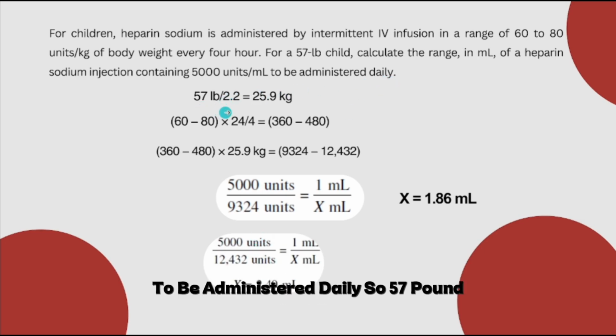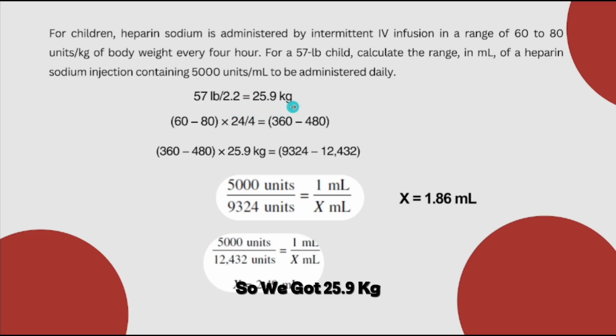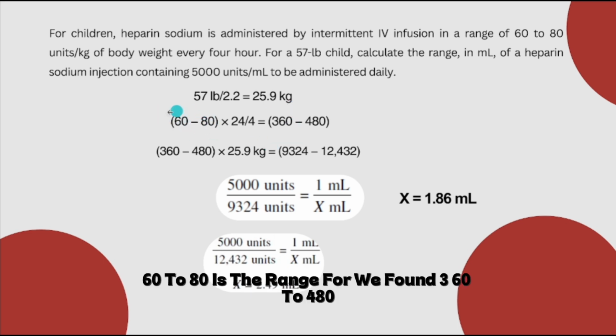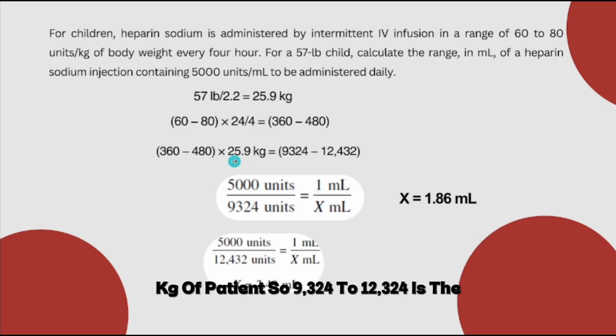So 57 pounds should be changed into kilograms by dividing by 2.2. So we got 25.9 kg. 60 to 80 is the range. We found 360 to 480, 360 to 480 for 25.9 kilogram of patient. So 9,324 to 12,324 is the range.